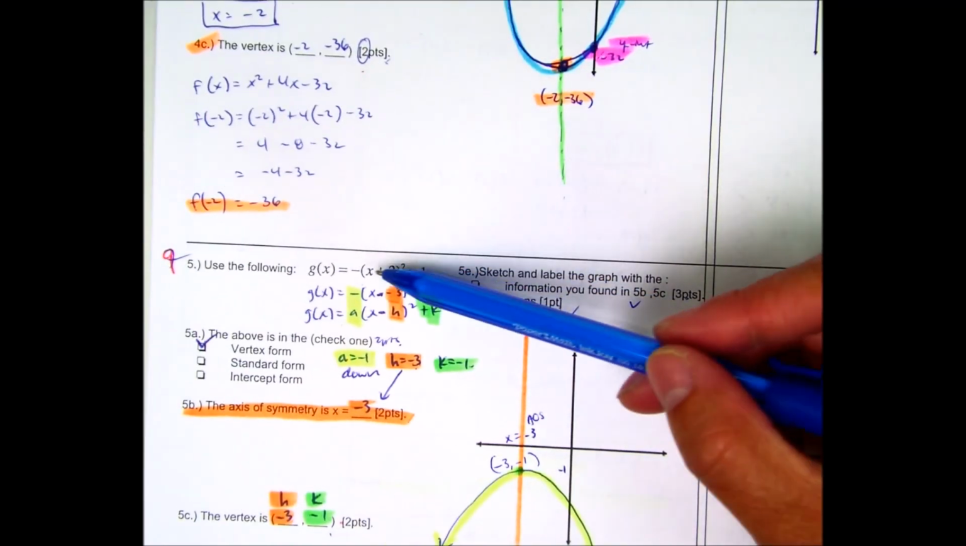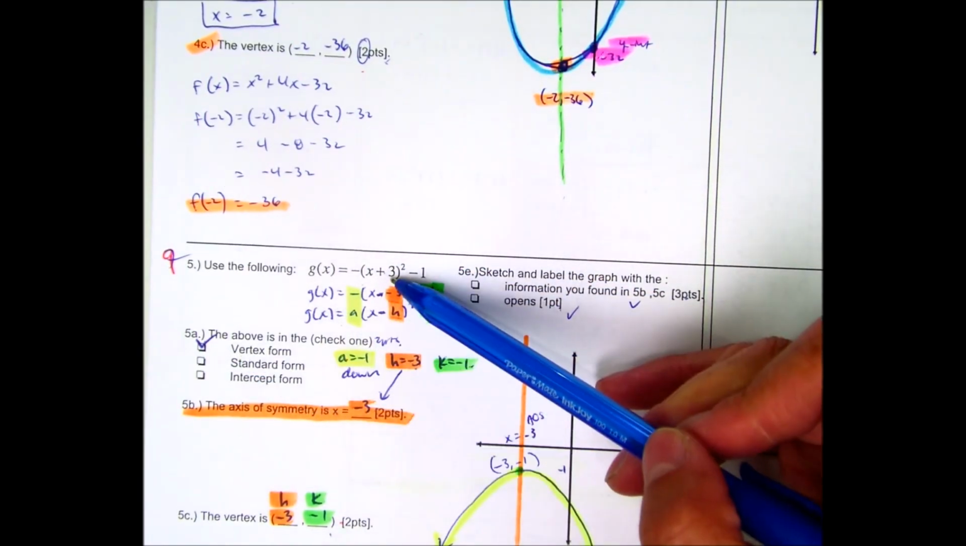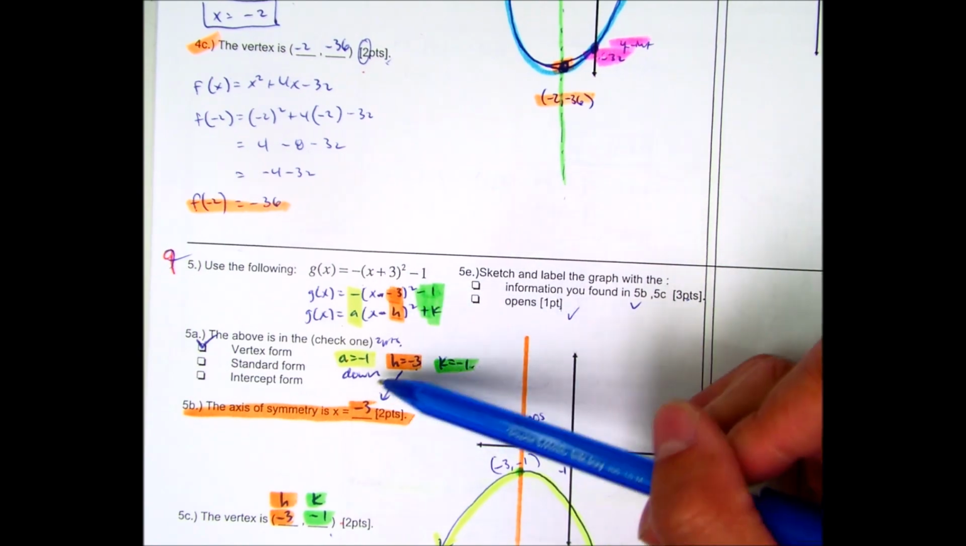Some advantages of vertex form is that you're able to quickly identify the h and k, meaning you can find the vertex and graph. In this case, that would be a minimum.